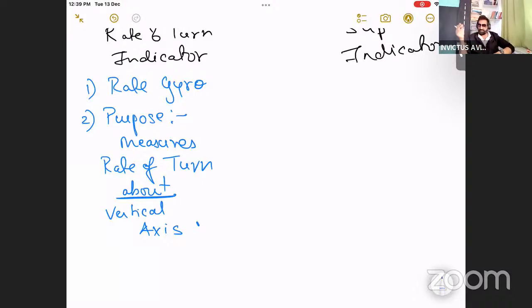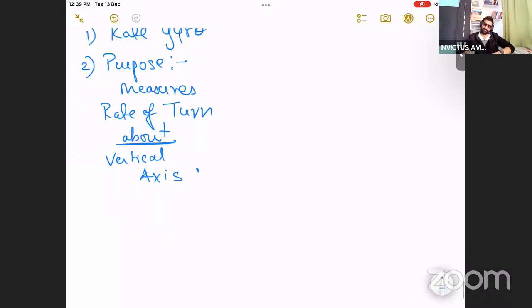See, this is where the confusions will happen, students. Just because it's measuring the turn about the vertical axis, we will get confused thinking it's a vertical gyro. It is not. Which is the vertical gyro? I told you. Which is the vertical gyro? Artificial horizon. DGI horizontal. Turn coordinator horizontal. This is also horizontal. Do not get confused. Okay, so write this next point.